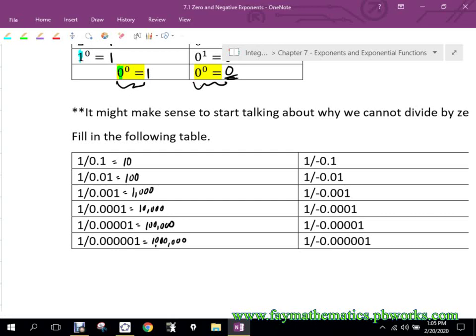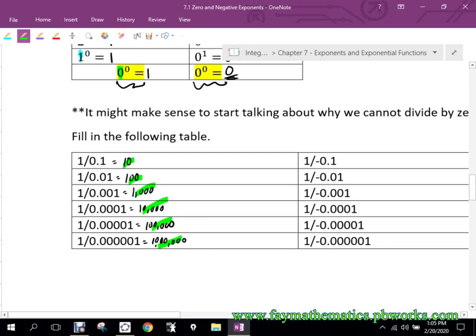Okay. So what are you recognizing these numbers are doing here, these quotients? Yeah, they're going up, right? And they're going up dramatically, yes?